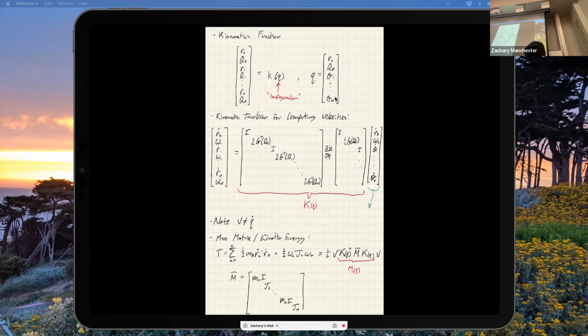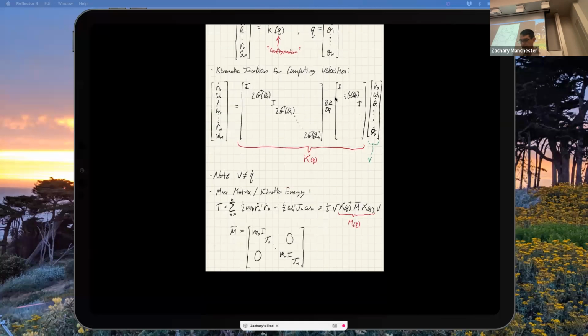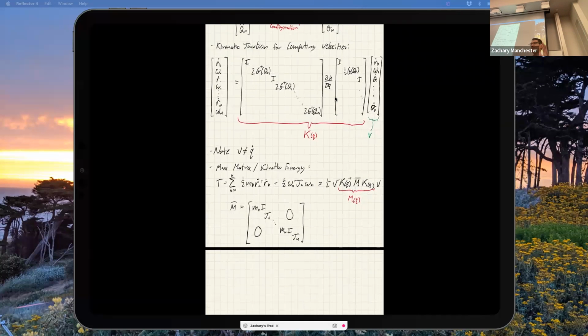Okay, so this is stuff we talked about last time for the most part. This is just doing it out one more time in the floating base general 3D case. Any questions about this?